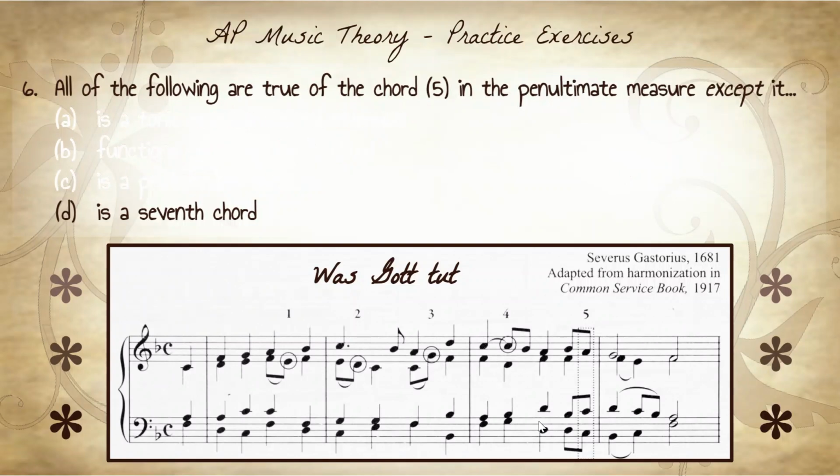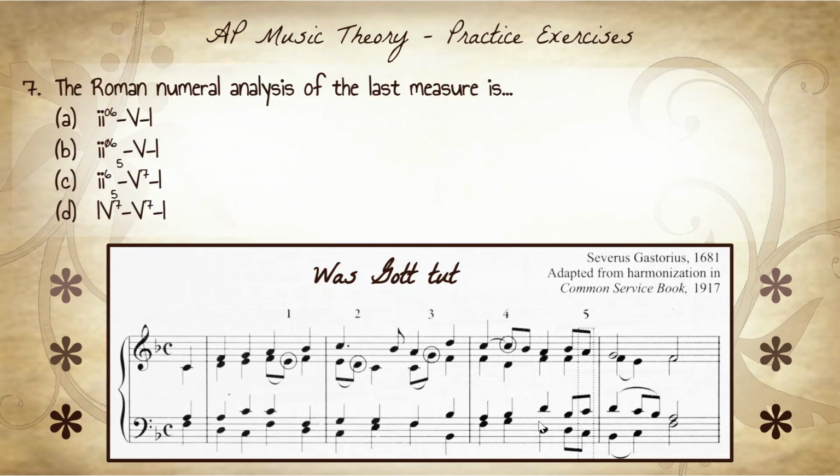Correct answer is D. Chord 5 is a second inversion chord that functions as a passing chord in predominant function, but it is not a seventh chord. Question 7. The Roman numeral analysis of the last measure is A, B, C, or D?